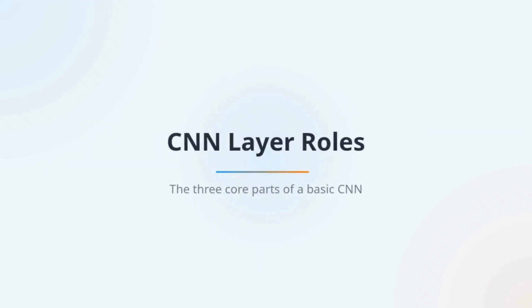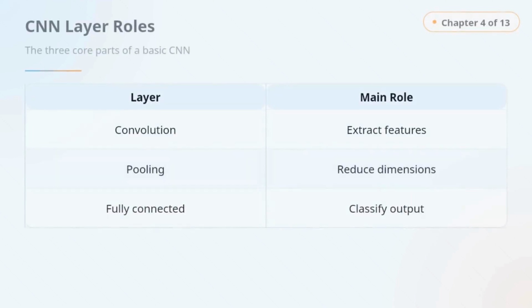Now let us look at this in a simple table format. CNN layer roles. The three core parts of a basic CNN. Let's pause and organize the core CNN structure. Convolution layers extract features from images. Pooling layers reduce dimensions and simplify the representation. Fully connected layers then use those learned features to perform the final classification. This is the main flow of a basic CNN.